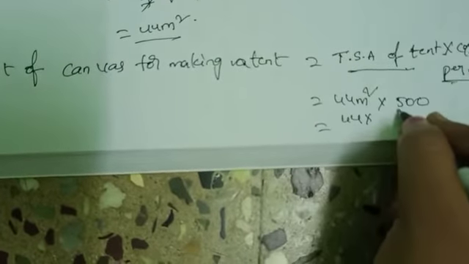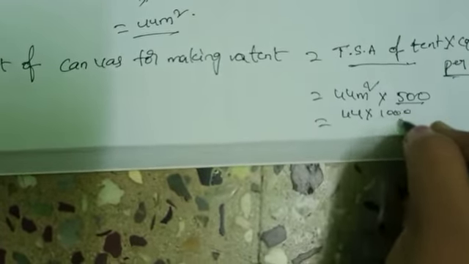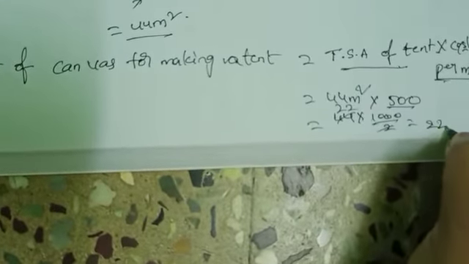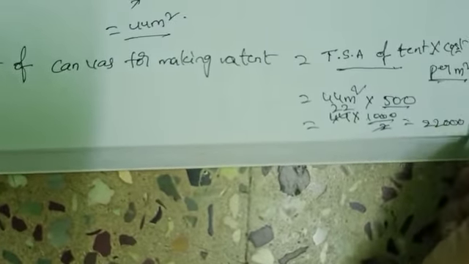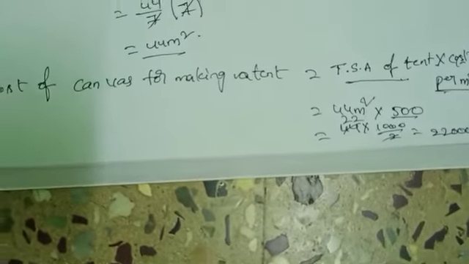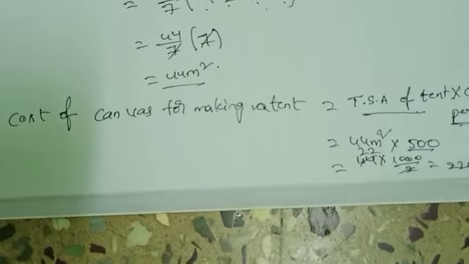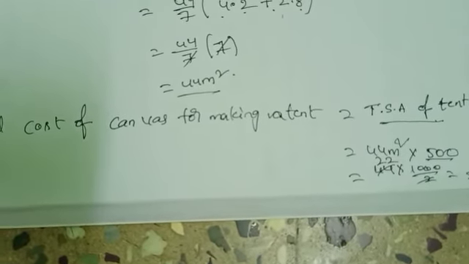44 into 500, right? Yes, 1000 by 2, 22 times 1000 is 22,000. Therefore 22,000 rupees will be the total cost of the canvas.